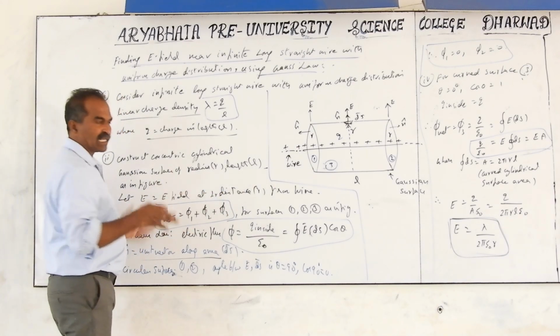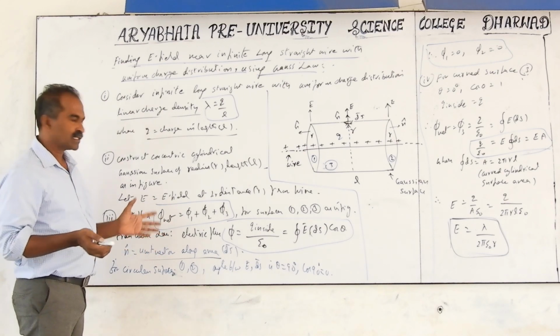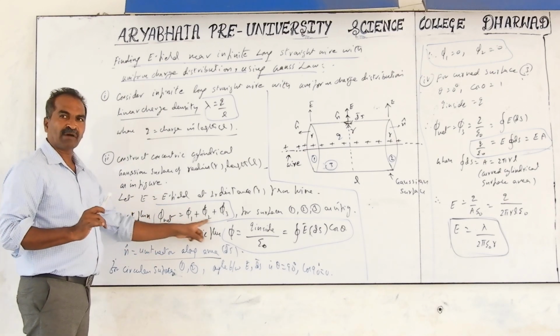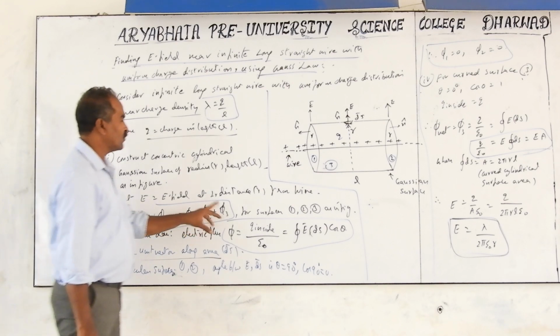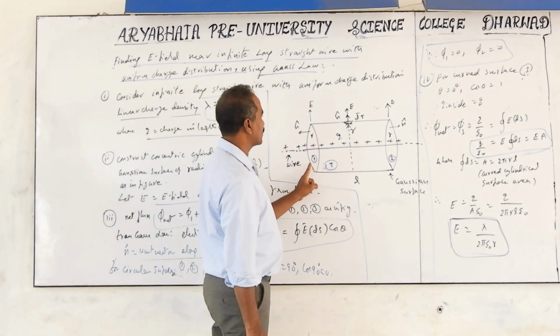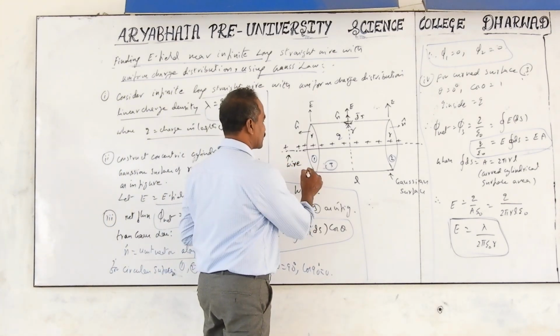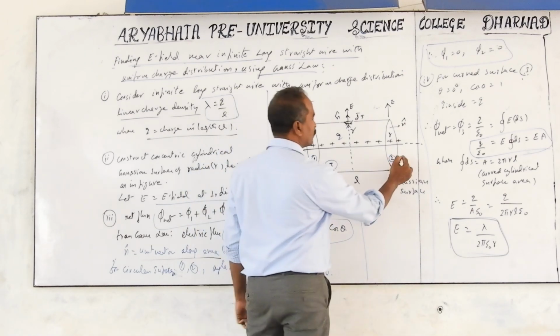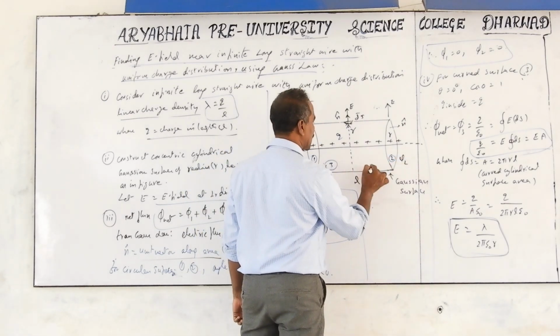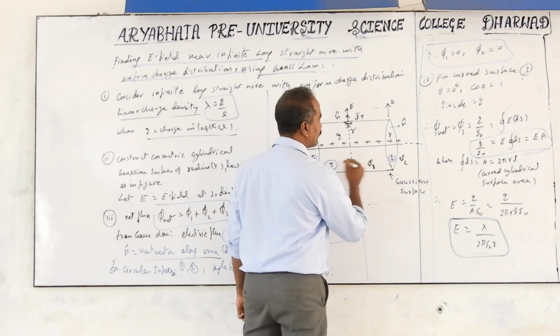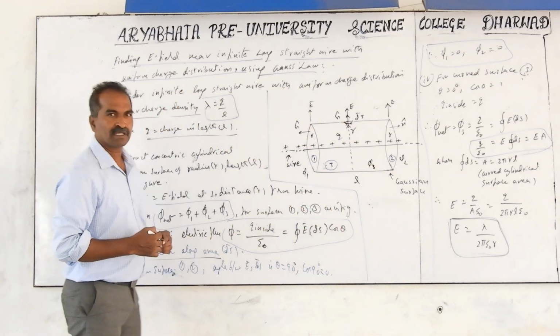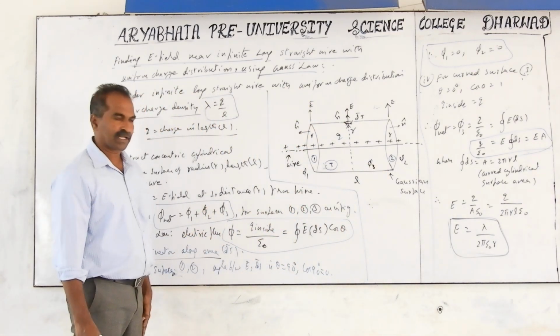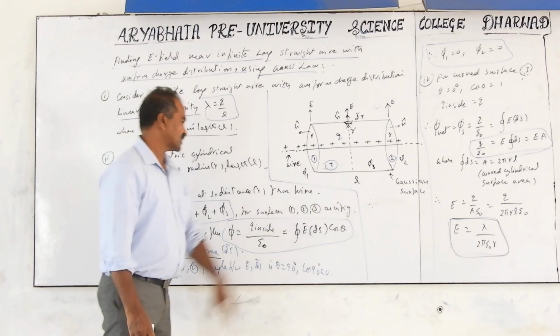If you have any surface for the given Gaussian surface, then the total flux must be equal to the sum of all the fluxes: phi 1, phi 2, phi 3. Phi 1 is for surface 1, phi 2 is for surface 2, and phi 3 is for surface 3. So three fluxes are considered for the three surfaces. The total flux is the sum of all the fluxes for surfaces 1, 2, 3 as in the figure.